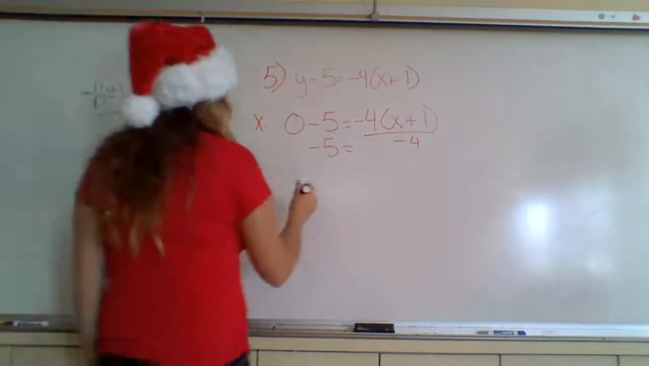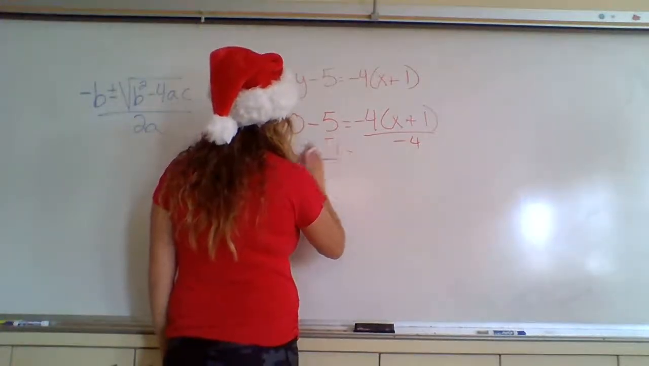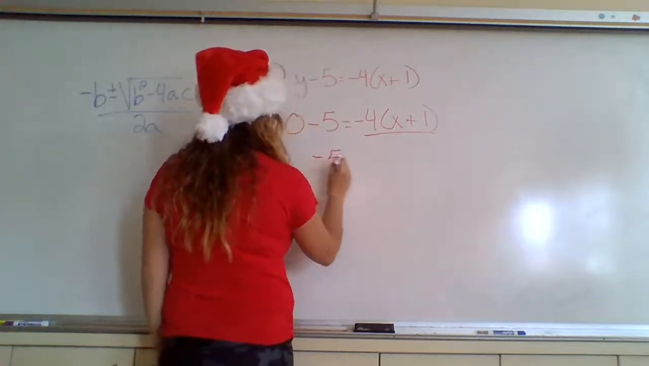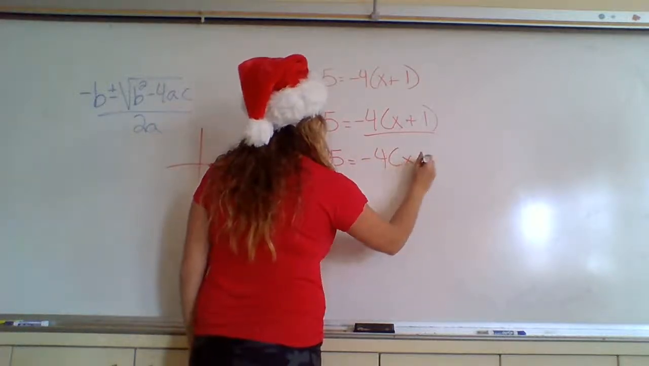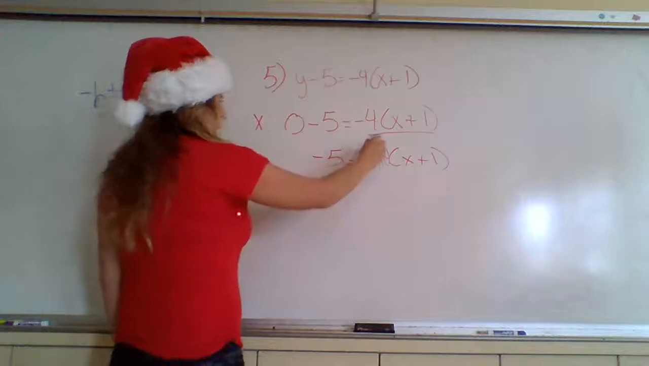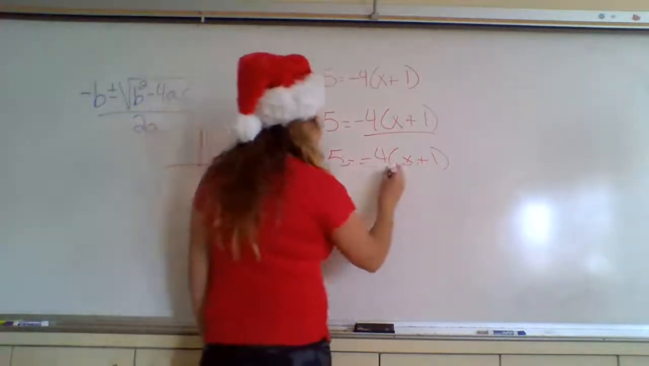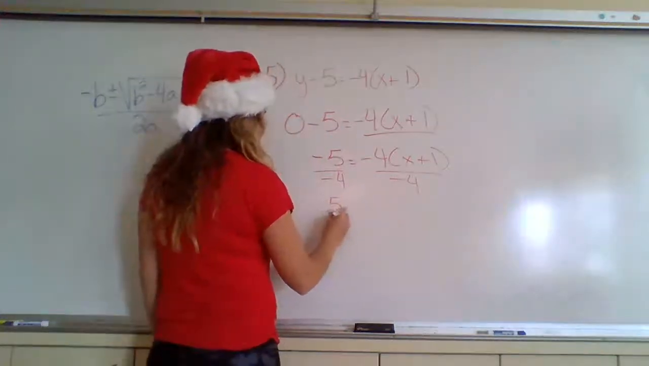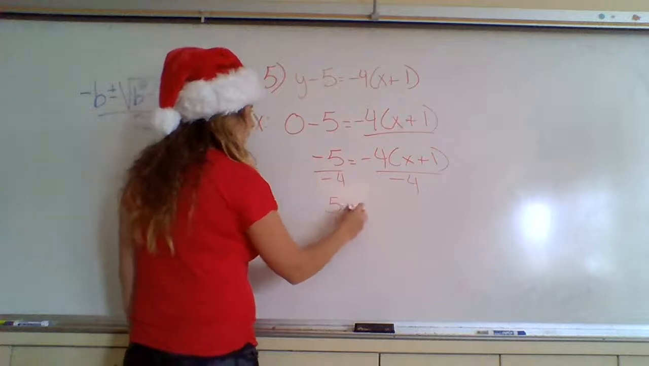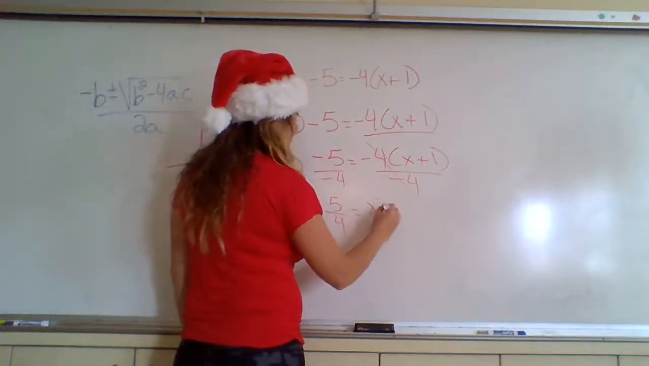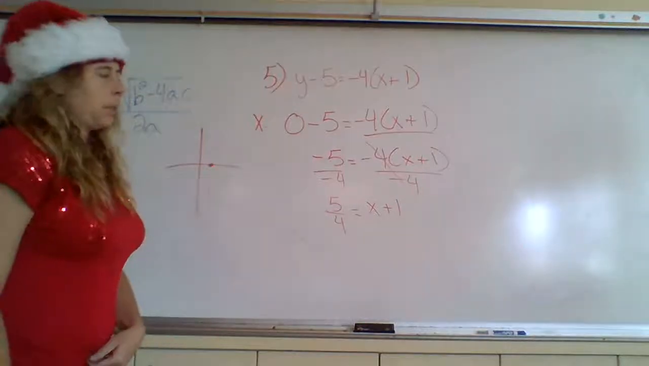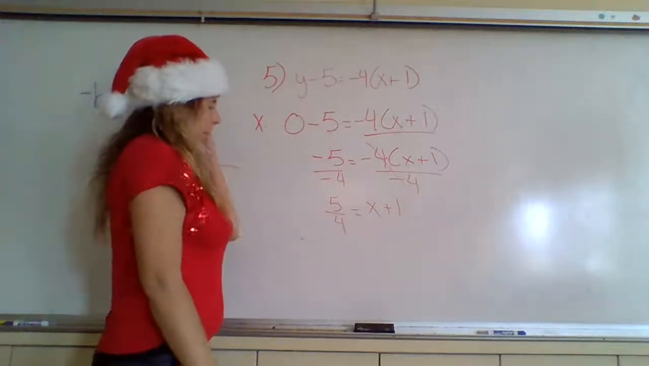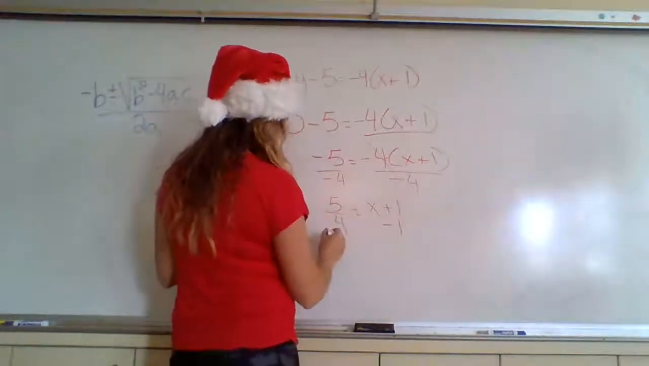All right, negative 5 equals negative 4 x plus 1. If you want, you can distribute it and then work from there. We're just going to divide by negative 4 first. So that's 5/4. It becomes a positive number. 5/4 equals x plus 1. To get x by itself, we're going to subtract 1 from both sides.